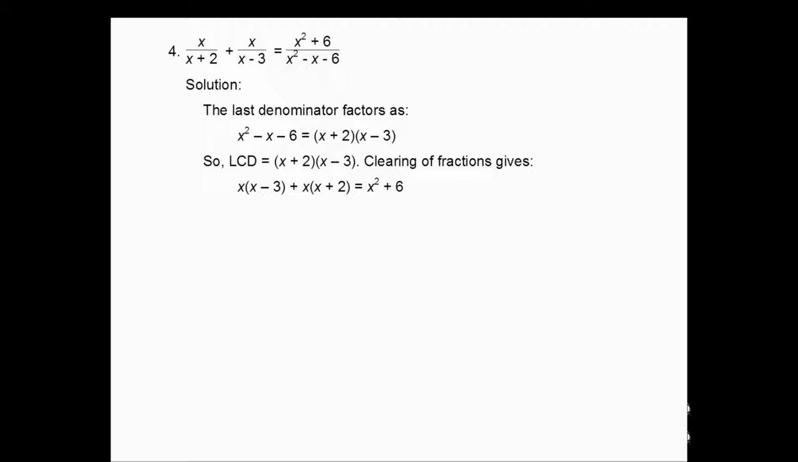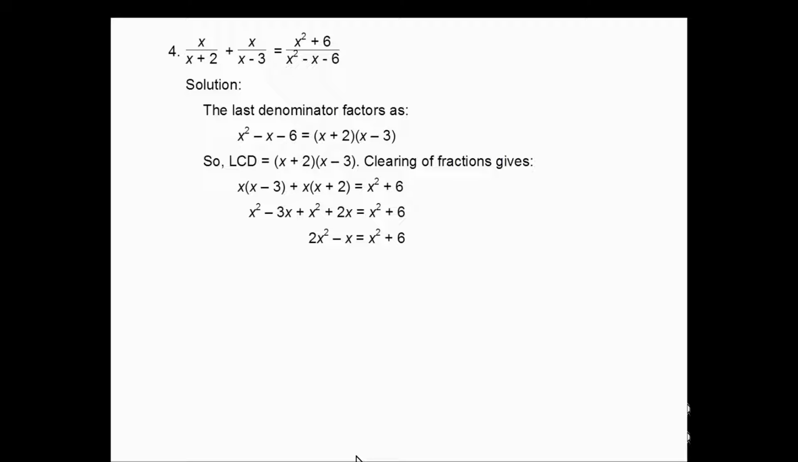On the left-hand side, it looks like I have to distribute. So I'll have x squared minus 3x plus x squared plus 2x is equal to x squared plus 6. Combine terms on the left. X squared plus x squared gives me 2x squared. Minus 3x plus 2x gives me minus x. So I have 2x squared minus x is equal to x squared plus 6.